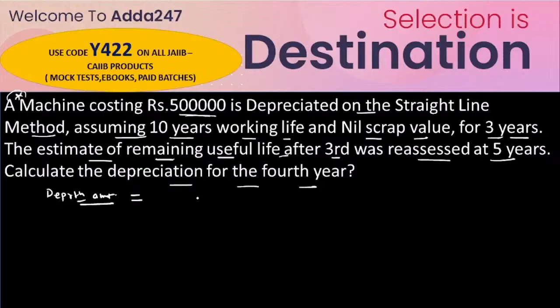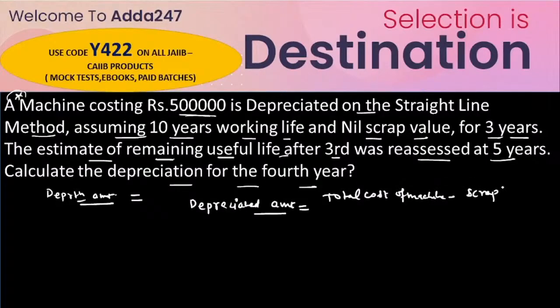I always tell you how you should calculate the depreciation. If we have to calculate the depreciated amount, we have to take the total cost of the machine minus scrap value, or residual value, or salvage value. Just write here: minus scrap value, and it is divided by the number of useful years. I always explain that after the useful years, the value of the machine is counted as scrap value.